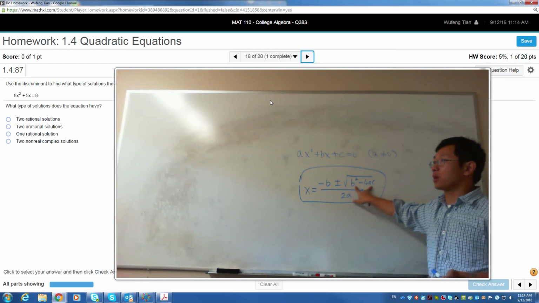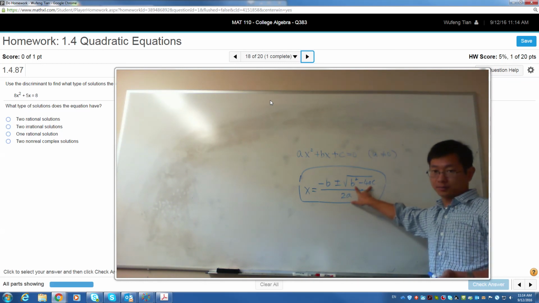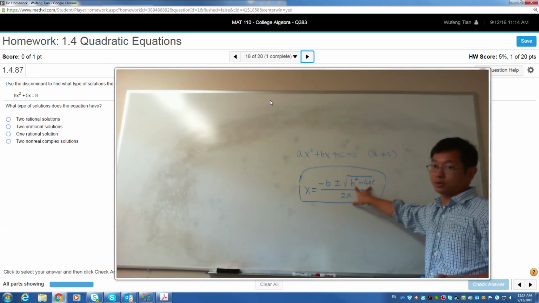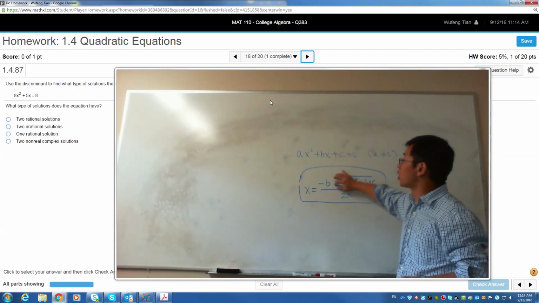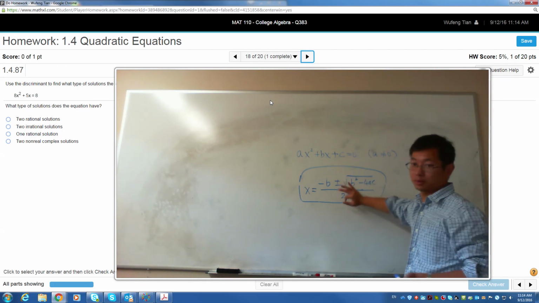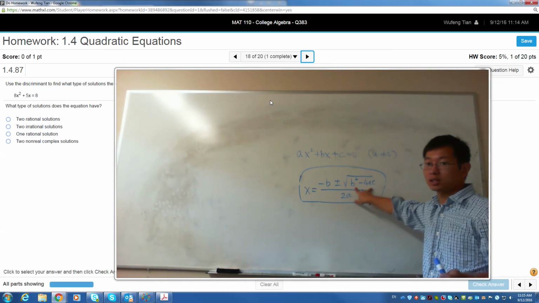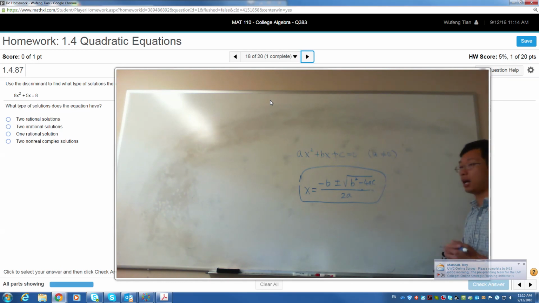Sometimes it's positive, sometimes it's negative, sometimes it's 0. If this is positive, you're going to have two real roots. If it's 0, the plus or minus 0 part is gone, so it's just one root. If it's negative, you know the square root of a negative is what? Complex numbers. So this one is going to be a complex number.